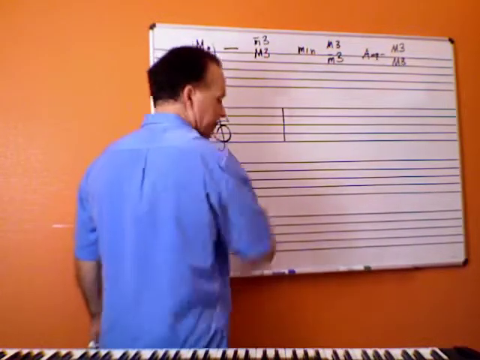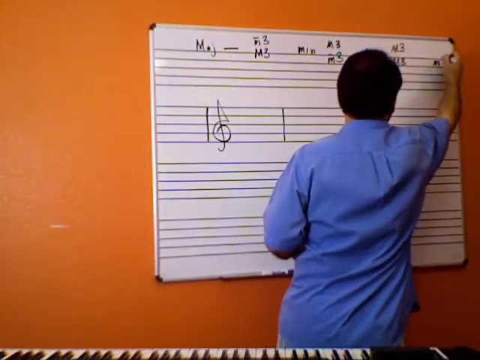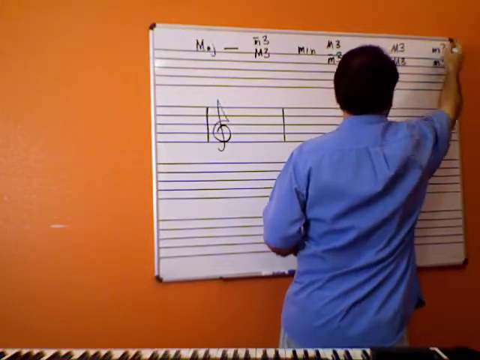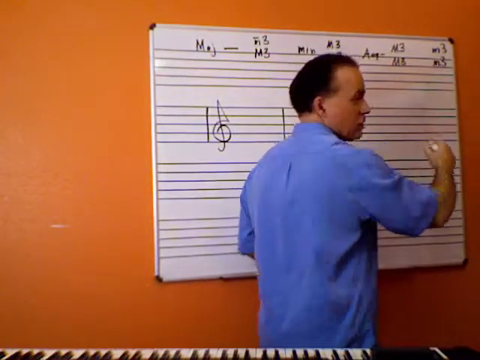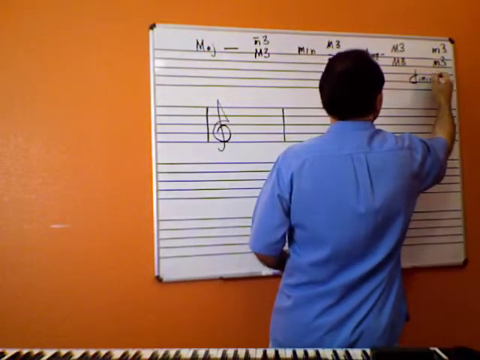Our fourth triad, obviously, we are going to stack two minor thirds, a minor third on top of a minor third. And when we do this, it gives us our final triad, which is called diminished.